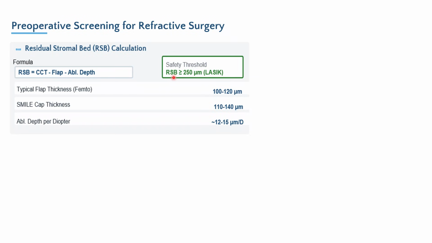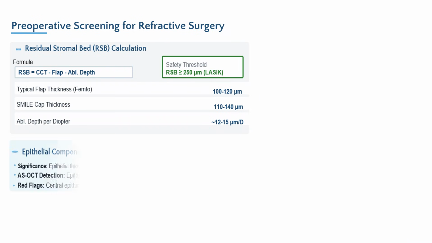residual stromal bed. Now, the residual stromal bed is the thickness of the cornea remaining after we subtract the flap thickness and the ablation depth from the central corneal thickness. The ablation depth equals the amount that we want to correct, in diopters, multiplied by between 12 and 16 microns. This will provide the amount of ablation depth. So the minimum residual stromal bed that's allowed to perform the refractive procedure is 250 microns.